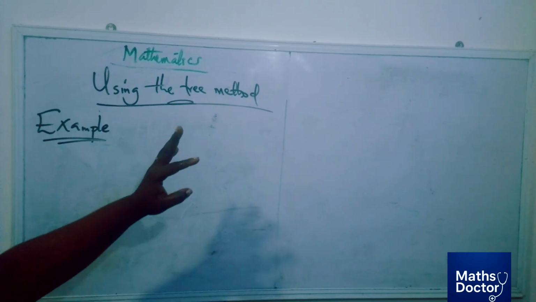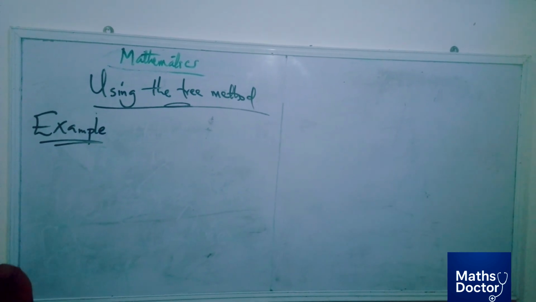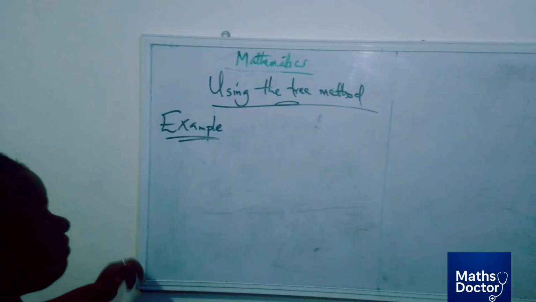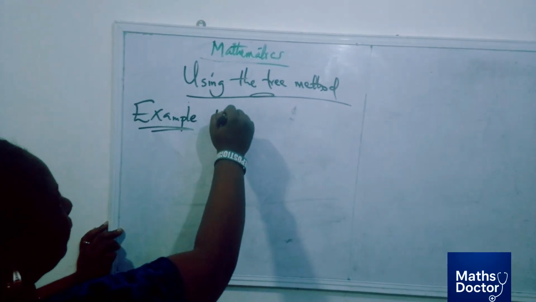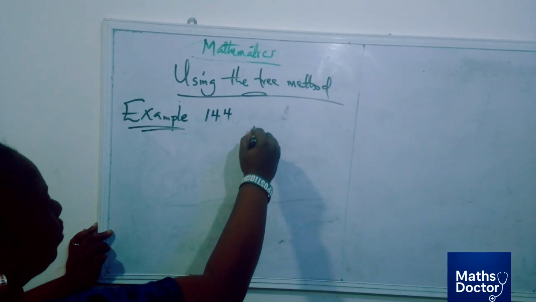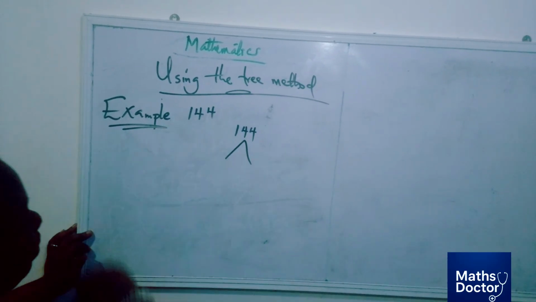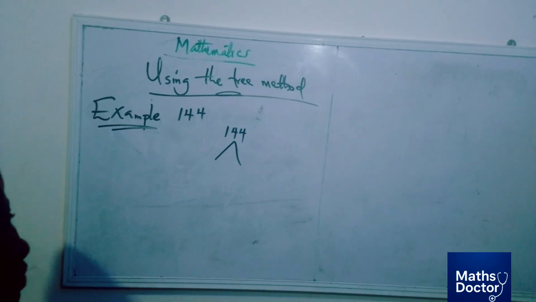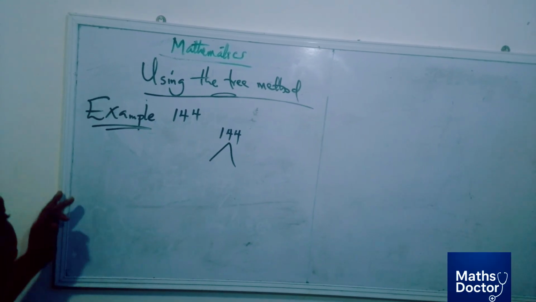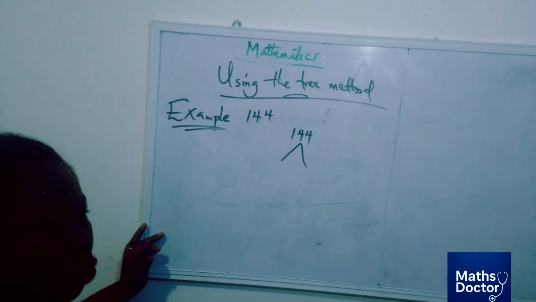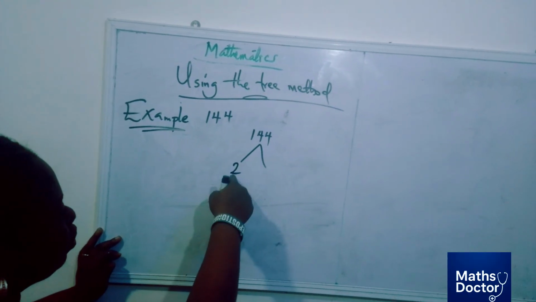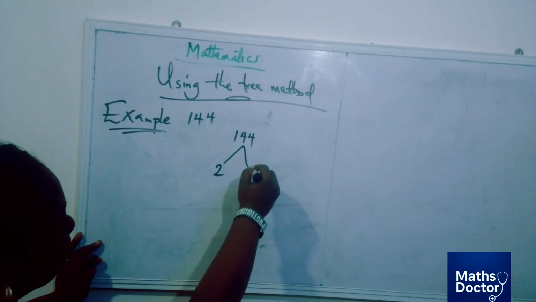Using the tree method, let's consider 144 and finding factors. 144. So we go 144 goes like this. Now look at it. What number can divide 144 conveniently without leaving a remainder? 2. Put your 2. 2 goes in 14, you have your 7.